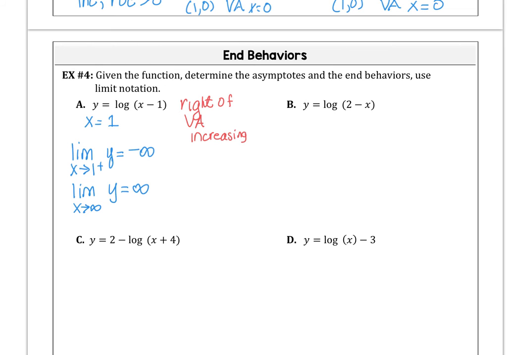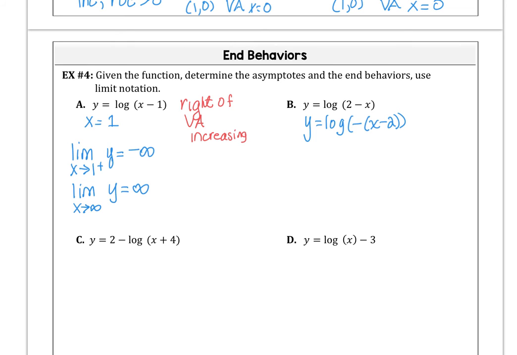For log base 10 of 2 minus x, think about that as the argument. We can rewrite that argument, y equals log of negative x minus 2. Think about it that way. So that's going to cause the graph to flip. It's going to be left of the vertical asymptote.